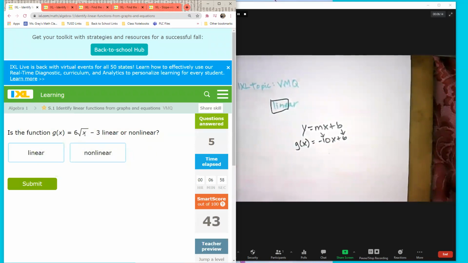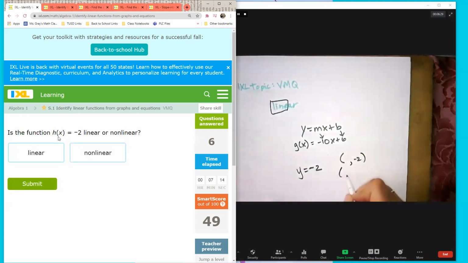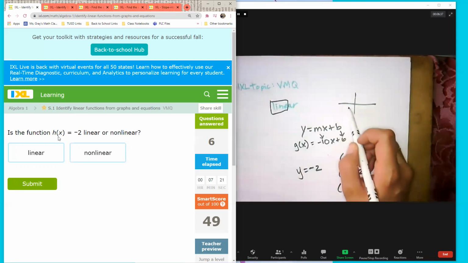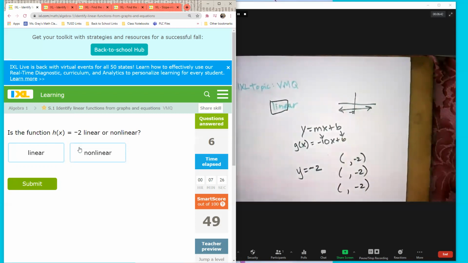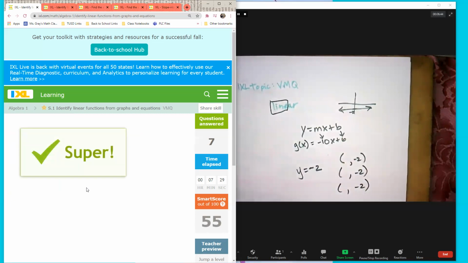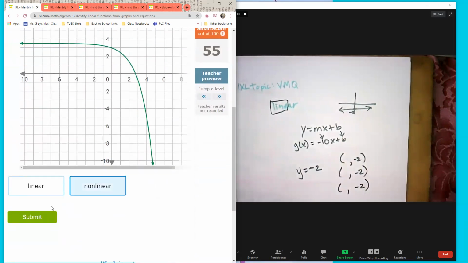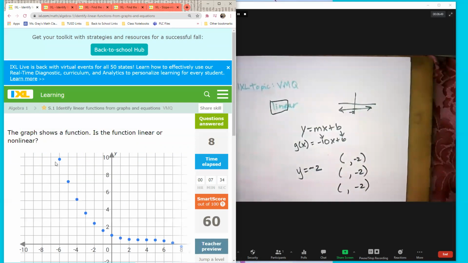This is definitely not, because of that square root over the x. It definitely creates something different. You're really just kind of looking for a normal x. This is h of x equals negative 2. So it's basically saying y is always negative 2. So every point is going to have negative 2 for the y. And so if you think about what that would look like, you're going to end up with a line that goes straight across, which this would just be normally straight. Nonlinear.